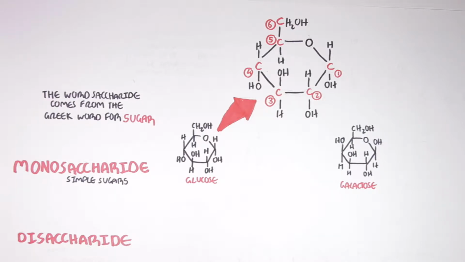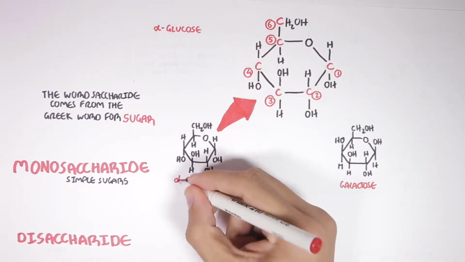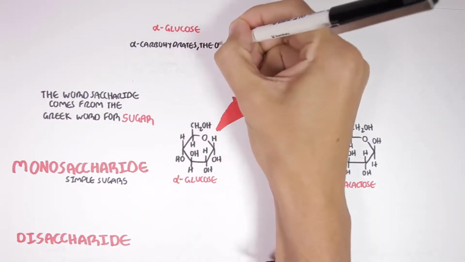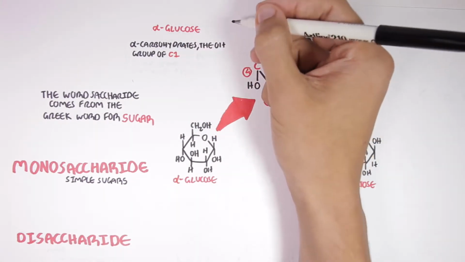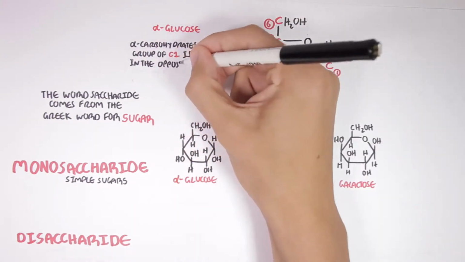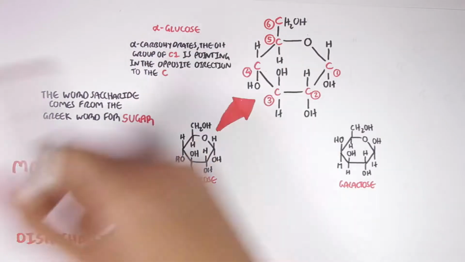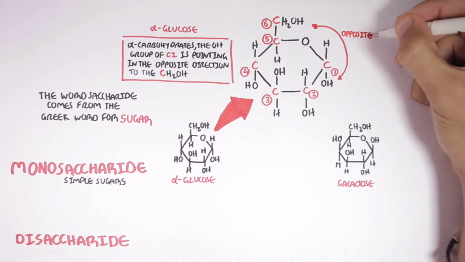This particular type of glucose is actually an alpha glucose because it has an alpha configuration. Alpha carbohydrates is where the hydroxyl group, the OH group of carbon number 1, is pointing in the opposite direction to the carbon number 6. So these are opposite each other.